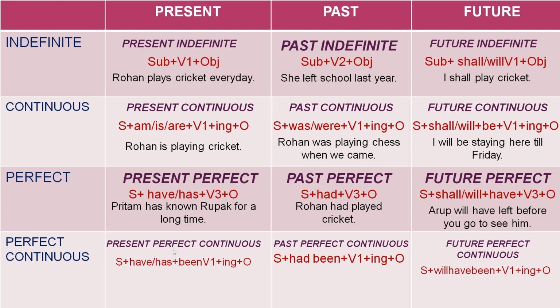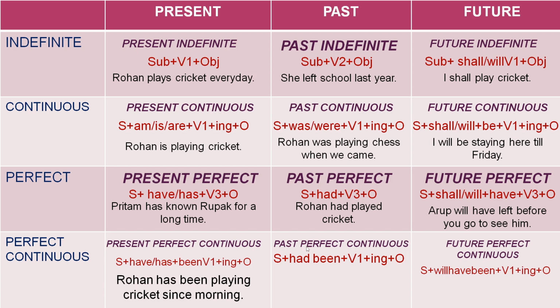Next one is present perfect continuous. The rule is subject plus have been or has been, plus V1 plus ing plus object. Example, Rohan has been playing cricket since morning. Here Rohan is the subject, has, because Rohan is a third person singular number present tense, that is why we have to use has. So Rohan has been playing, that means V1 plus ing, cricket since morning, that is our object part.